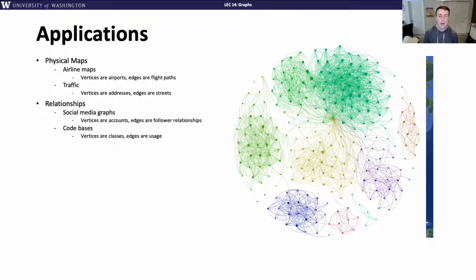Who's friends with who, maybe an influencer, maybe one person that has a lot of people following them. Lots of interesting things you can ask there. And even code bases, thinking about how projects relate to one another.